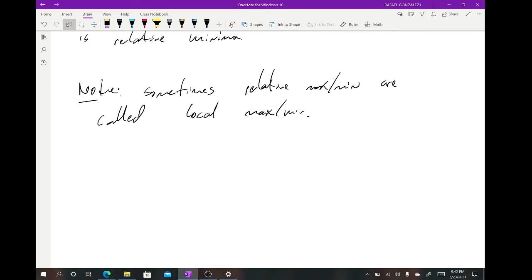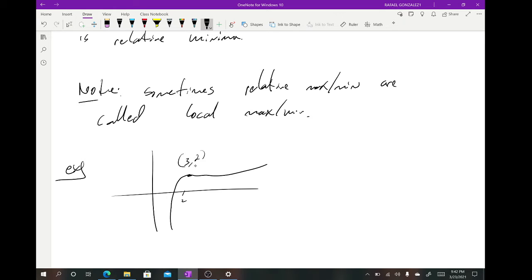All right, so let's look at an example. Let's say we're given the following function, and we're given something that looks like this. And we are told that this point right up here is the relative maximum at 3, 2. All right? So this is the local max, 3, 2.